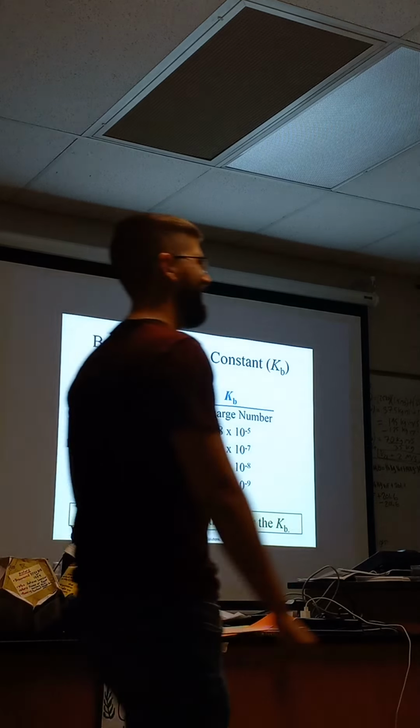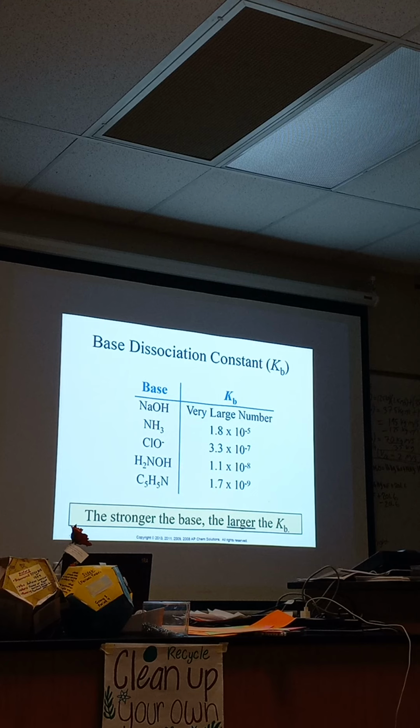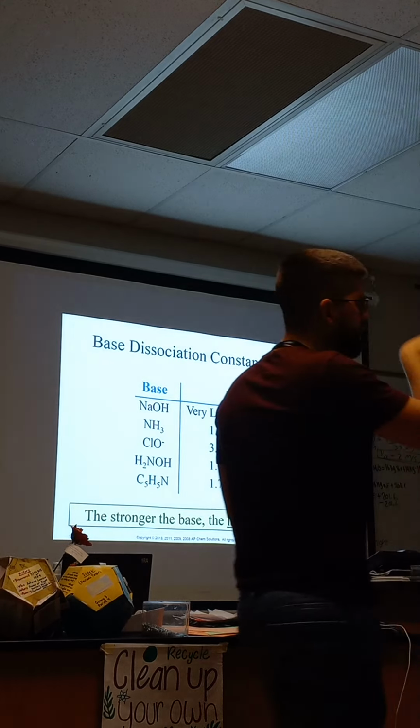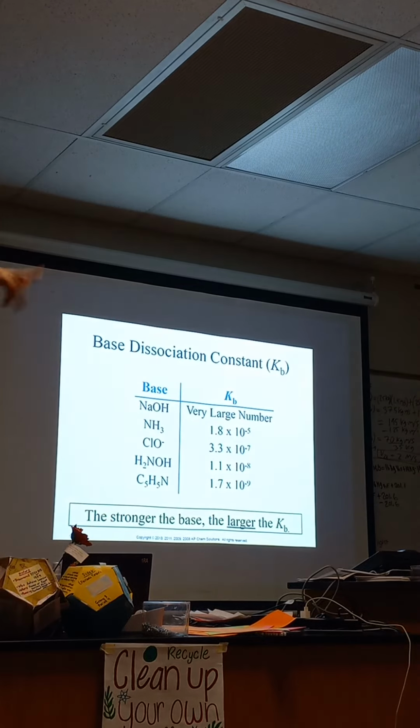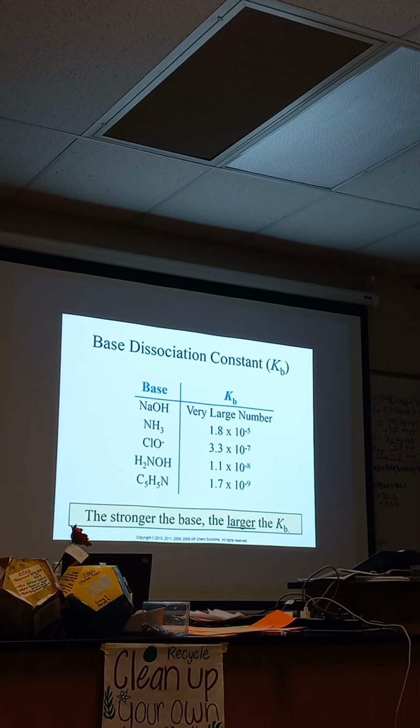Very large number. And what's the KB for everything else on this list? Horribly small. So guys, NaOH is one of our gold standards. But you know, LiOH, KOH, RbOH, everything from that group. And then which ones from group 2 are considered strong? Ca, Sr, Ba.